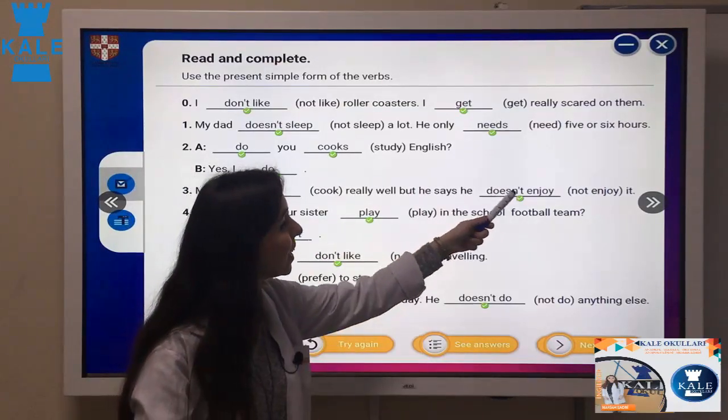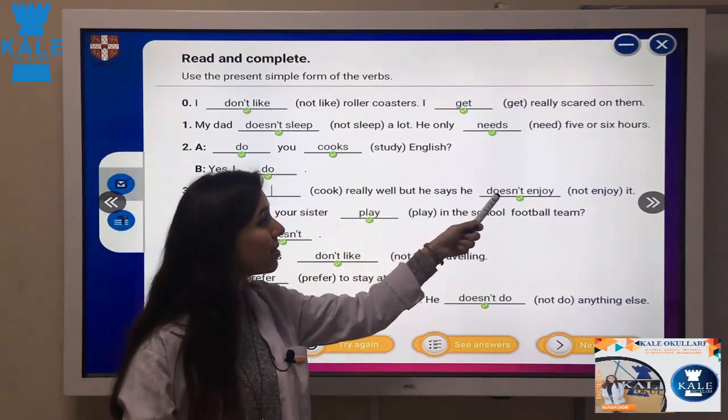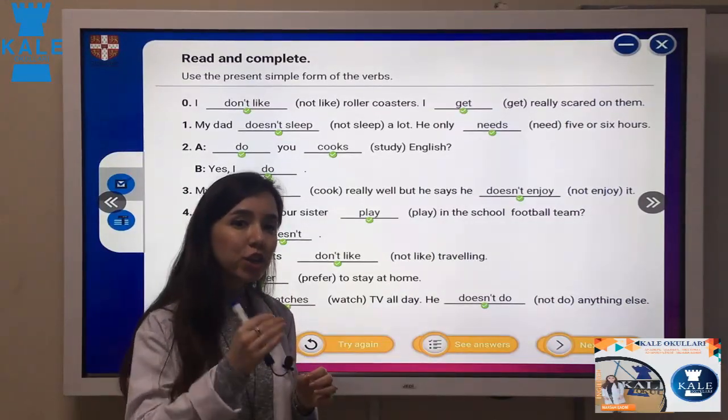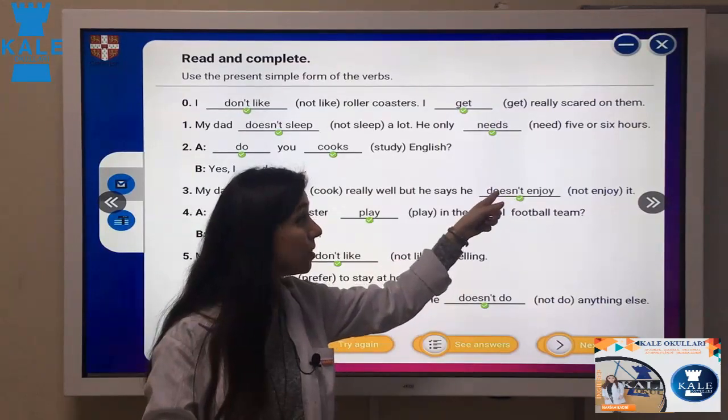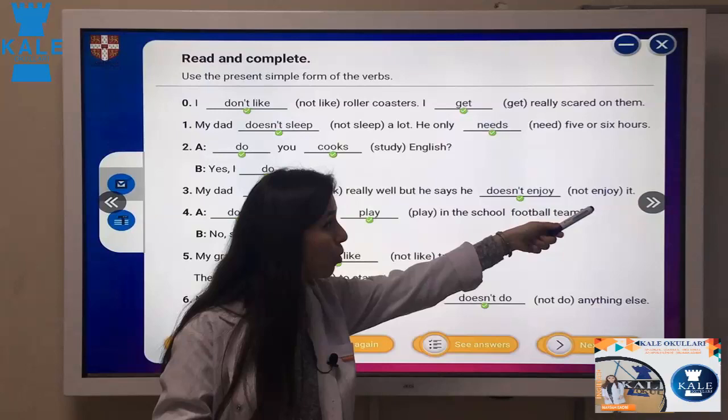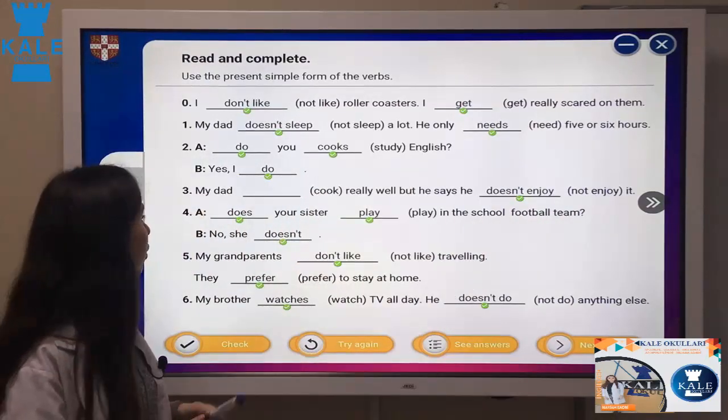But he says he doesn't enjoy it. Why doesn't here? Because again we have he. As I told you, for he, she, it we use doesn't plus the verb, because here it's he, and because it's negative form, not enjoy, we use doesn't enjoy here.